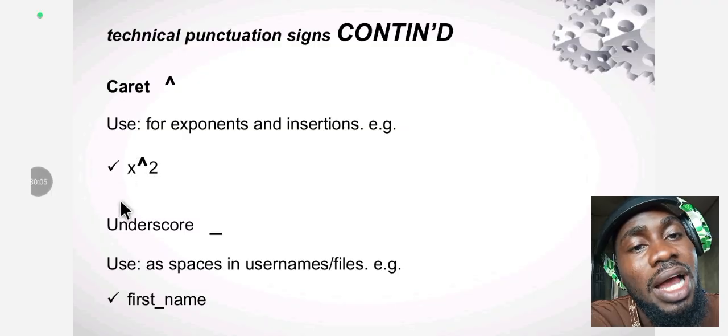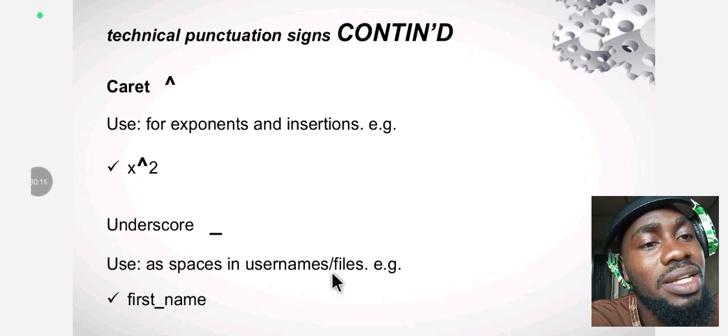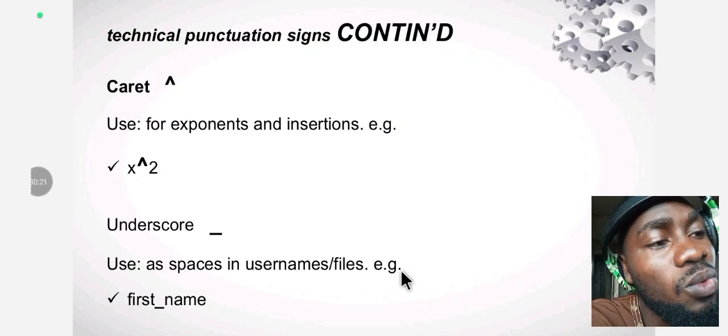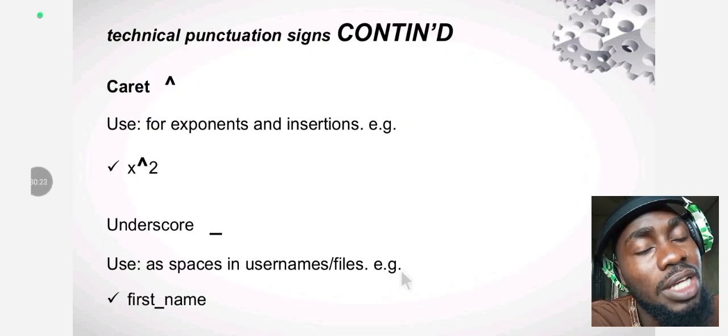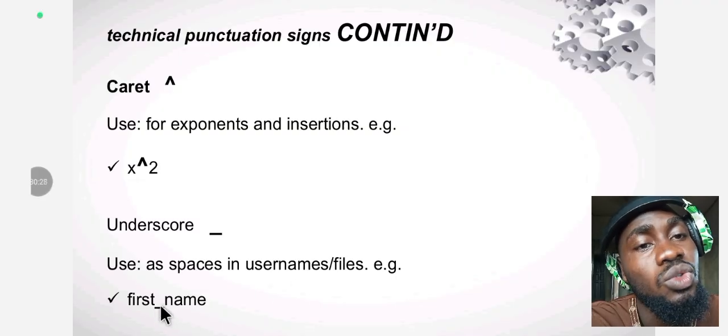The next we have here is underscore. This is the sign of underscore. What is it used for? As spaces in username/files. You use it as spaces in username/file, especially in computer language and online, social media and the internet. For example, first name, use it to space.